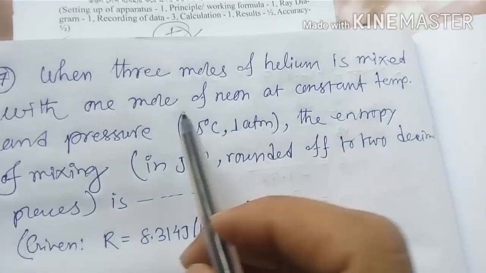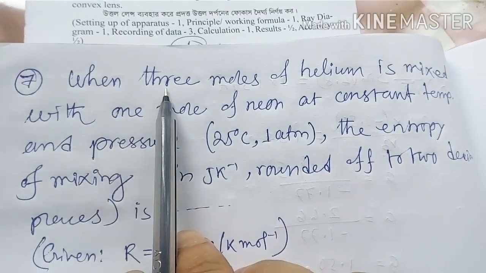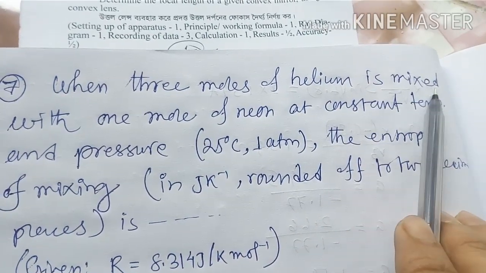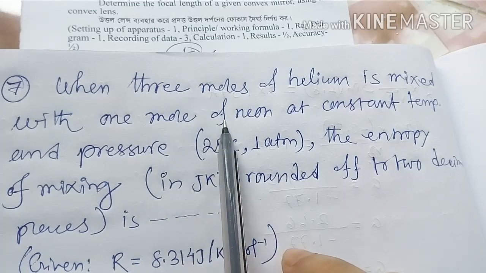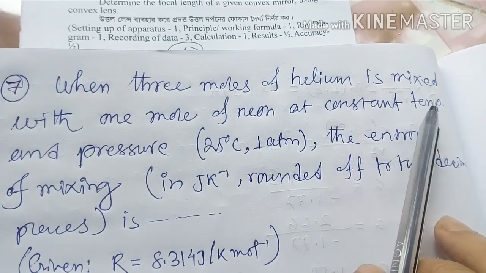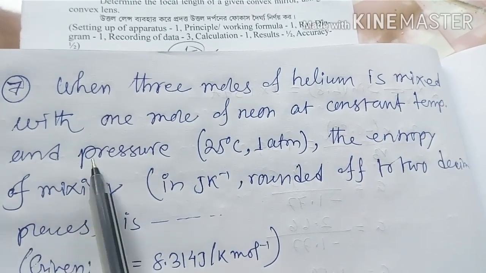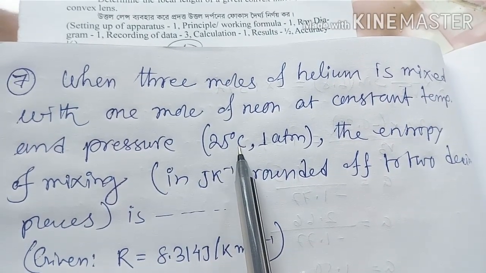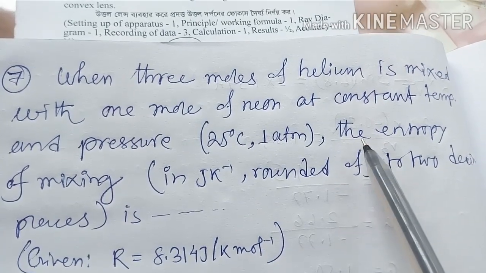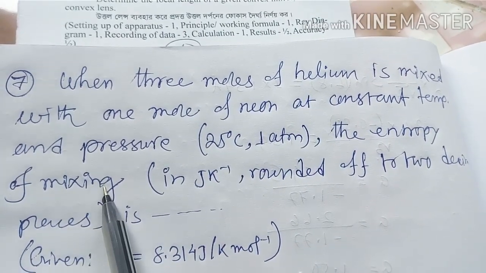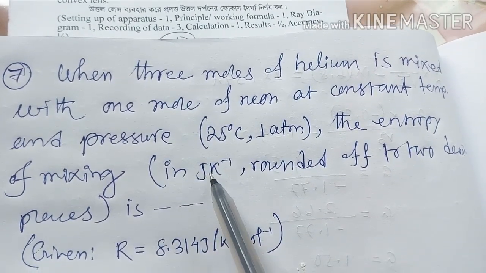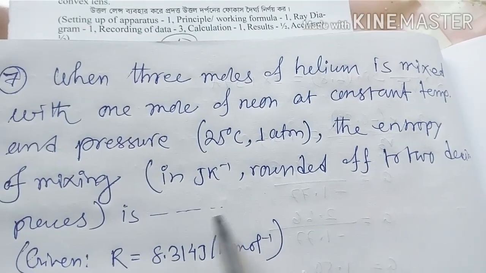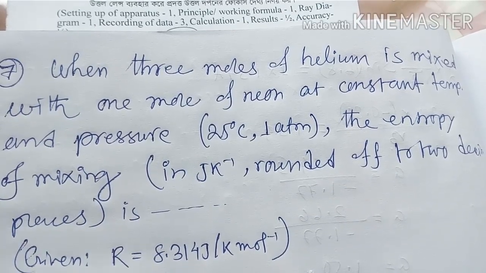The question is: when 3 moles of helium is mixed with 1 mole of neon at constant temperature and pressure, the temperature is given as 25 degrees C, 1 atm, what is the entropy of mixing in joule per Kelvin, rounded off to 2 decimal places? This is the given question.